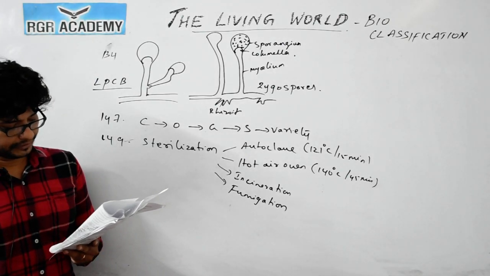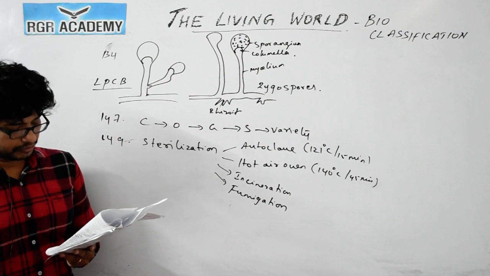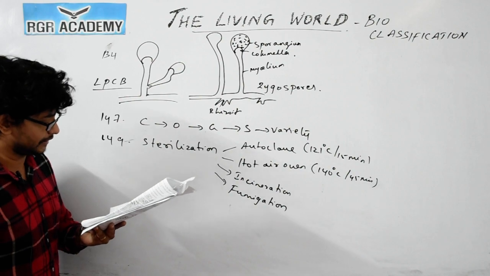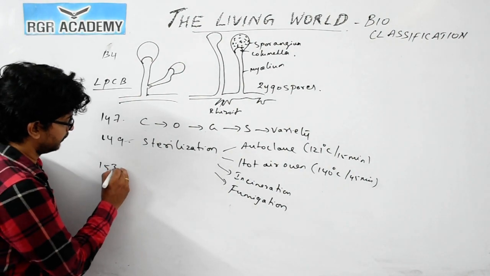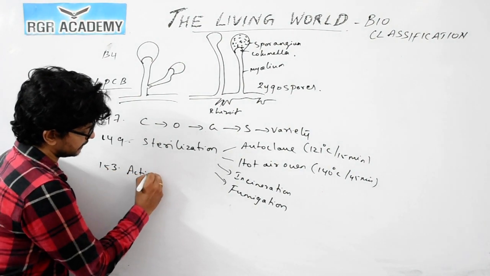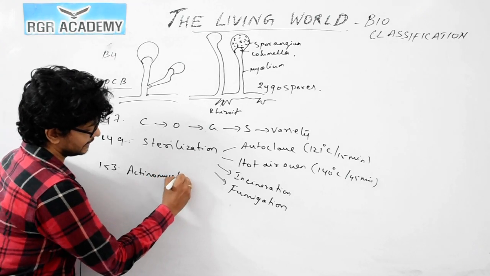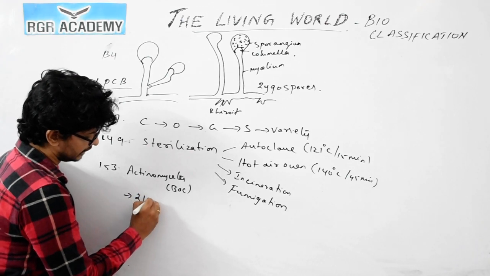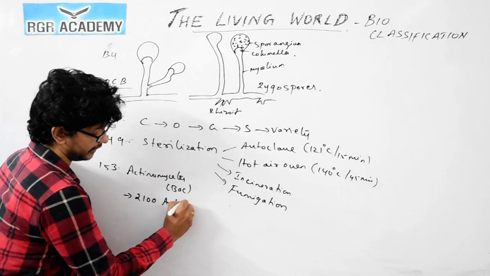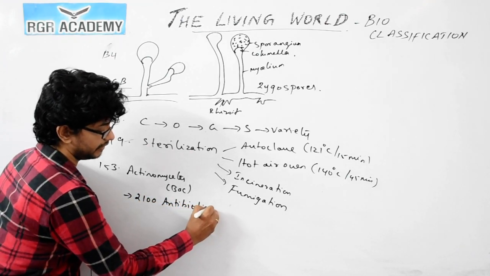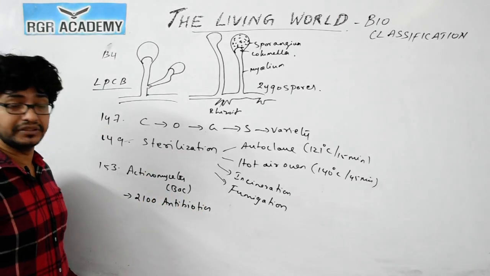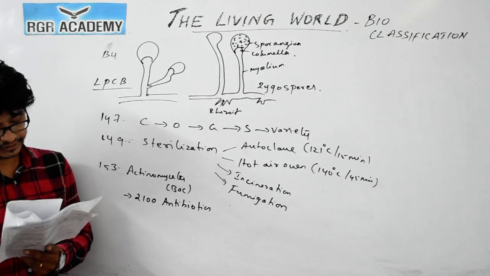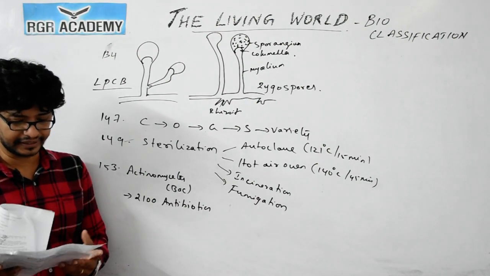Question number 153, antibiotics are mostly obtained from actinomycetes. It's a bacteria from which approximately 2100 antibiotics have so far been identified or discovered, only from this particular bacteria, that is from actinomycetes itself. Okay, so question 153, 2 is the correct answer.